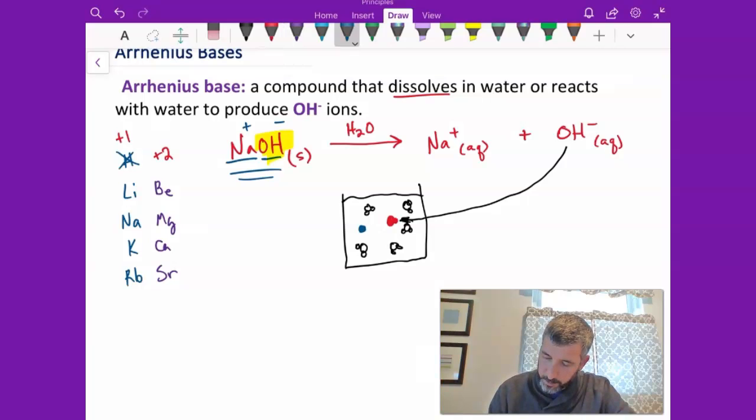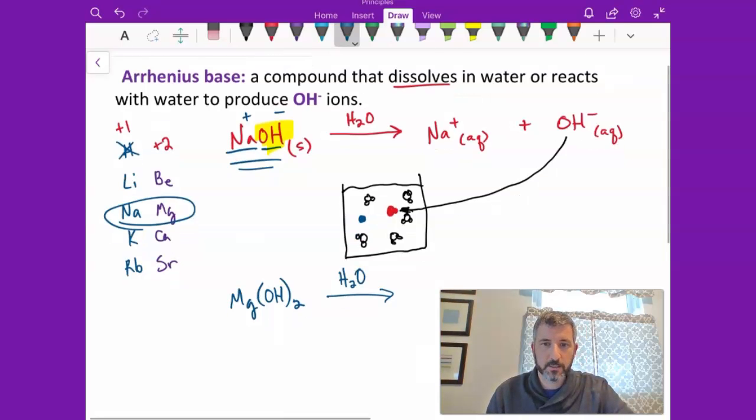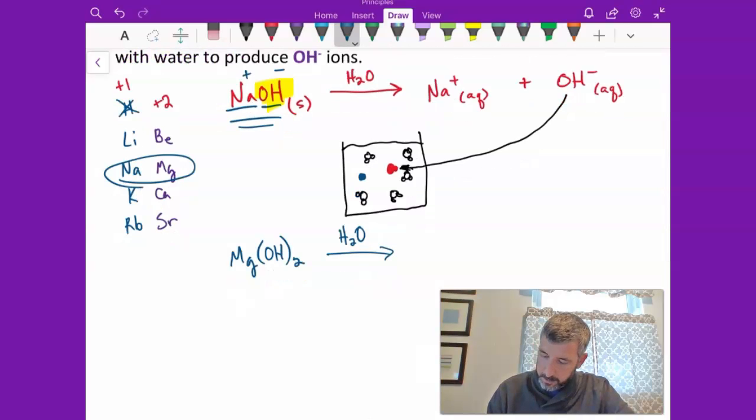For example, if I wanted to compare sodium hydroxide, which is very soluble, the one we just did the ionization equation for, to its next door neighbor in group 2, magnesium, and talk about magnesium hydroxide. Magnesium hydroxide acts the same way that sodium hydroxide acts. It dissolves in water to form ions, right? And those ions in this case would be Mg with a 2+ charge, because magnesium is in group 2.